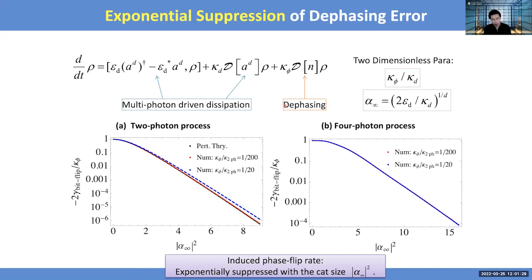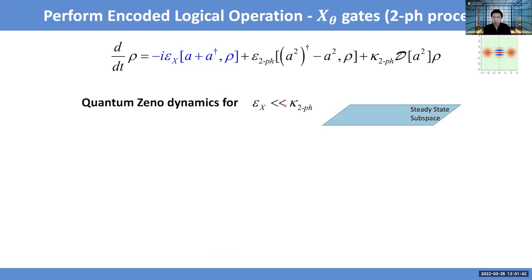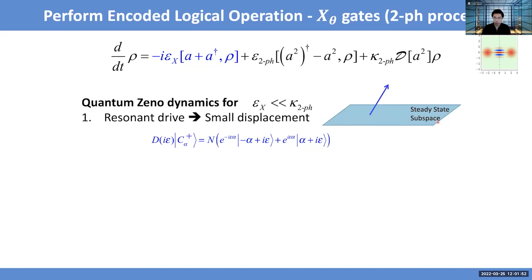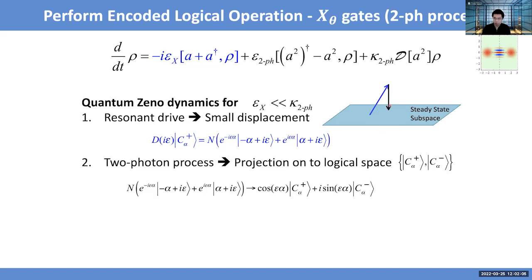That's why it's a very promising direction that can potentially simplify the hardware overhead and all the classical feed-forward controls. Now, one natural question is how do we do logical operations? Here is the idea: we use the Zeno dynamics to project the system to a steady state subspace. Then you can introduce a Hamiltonian perturbation, highlighted in blue, that may drive the system along a certain direction. But because the Zeno dynamics is very strong, every time you deviate, the system will be projected back to the steady state subspace.